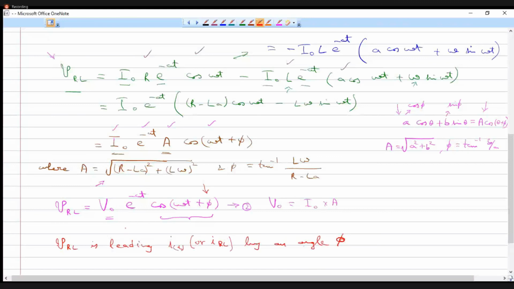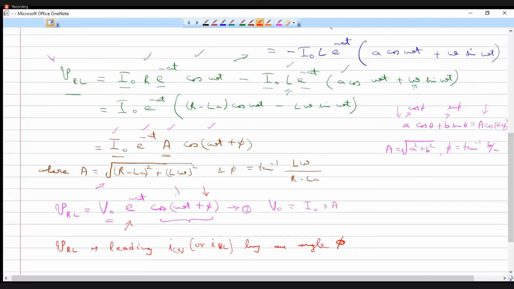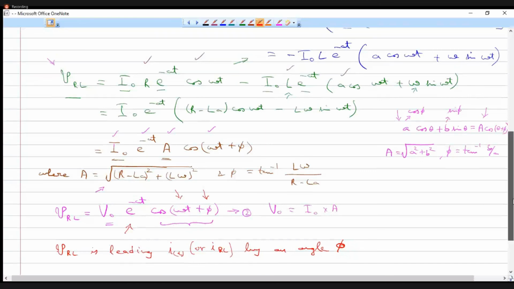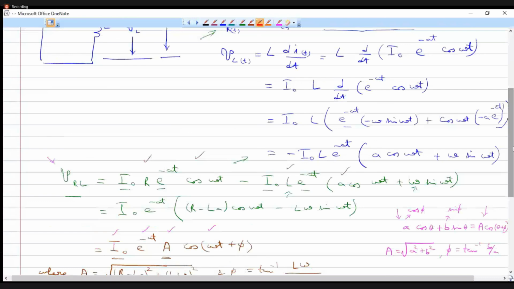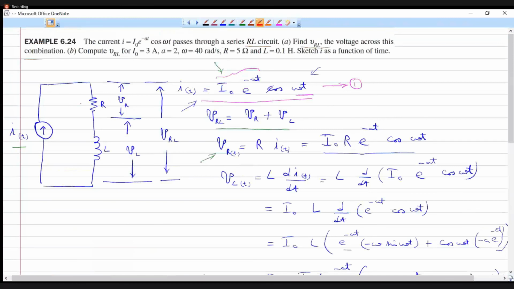Also remember that these are exponentially decaying values, because we are having an e power minus At attached to the sinusoidal function cos omega t. So this is a damped oscillation that is happening. Why that damping is coming is because we are having a resistor attached to this. As a result of this resistor, the power is getting dissipated here. So when you are applying a damped oscillating current to this combination, we will get the voltage also as damped oscillation.